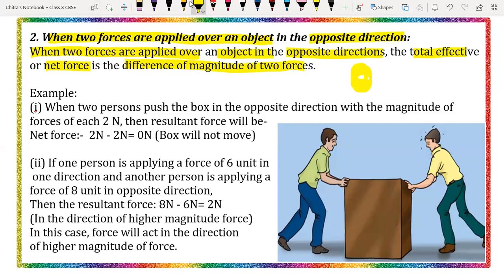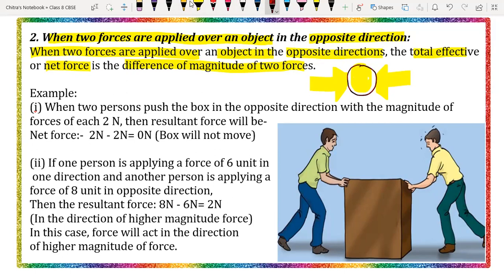Okay. Suppose this is an object. Let me change the color of the ink. So if one force is applied from this direction and another force is applied from this direction, the forces are applied on the same object but from opposite directions. So what will be the resultant force?